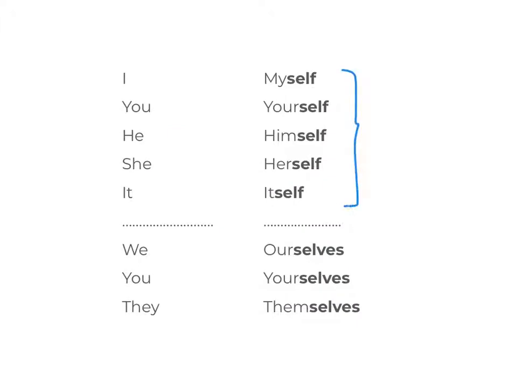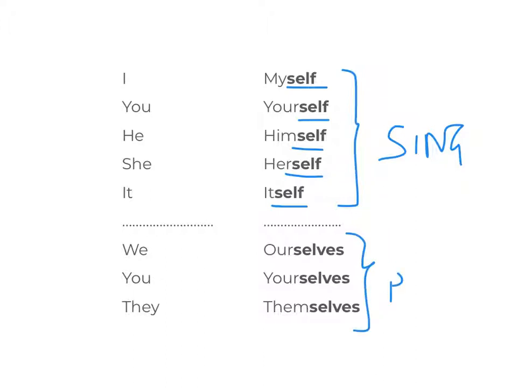The singular reflexive pronouns are myself, yourself, himself, herself, and itself. The plural forms of the reflexive pronouns are ourselves, yourselves, and themselves. Notice the different endings for singular, self, and plural, selves.